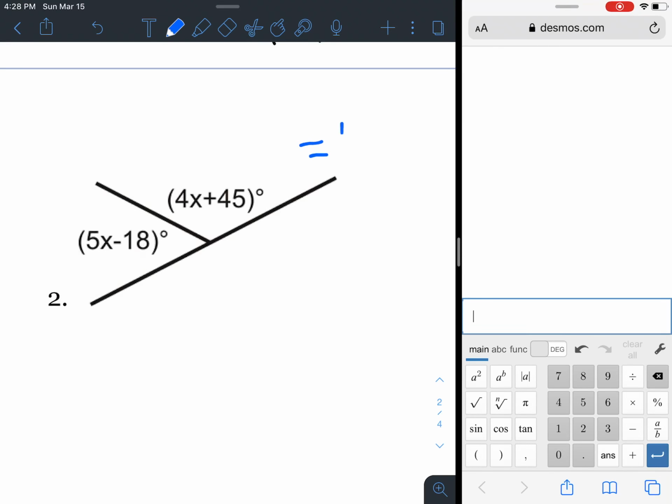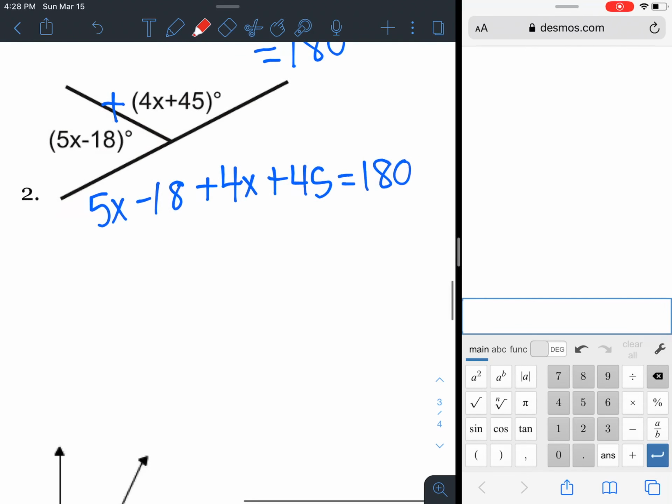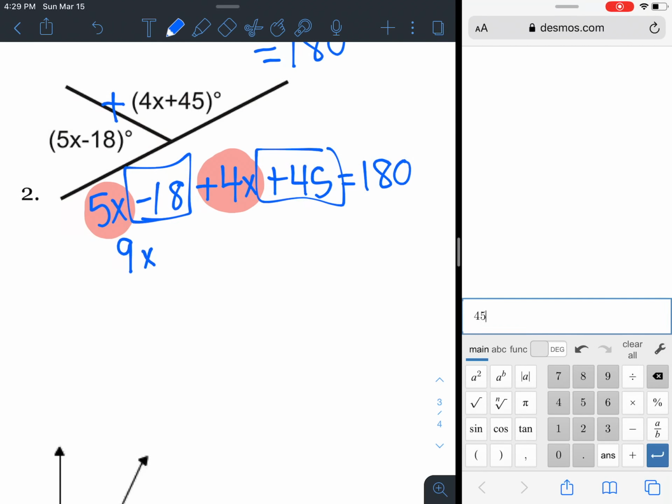Number 2, also a straight line, so they're also supplementary, so they equal 180. This one's not as easy. It's not just subtracting. So we need these 2 angles added together to equal 180. 5x minus 18 plus 4x plus 45 equals 180. First step, combine like terms. 5x's plus 4 more gives us 9x. And then for our numbers, negative 18 and 45. So 45 minus 18 gives us 27.